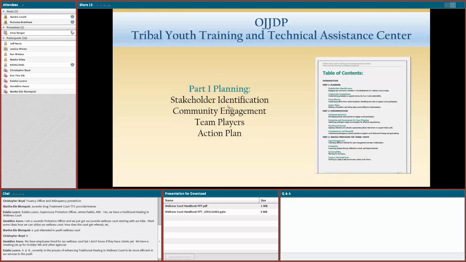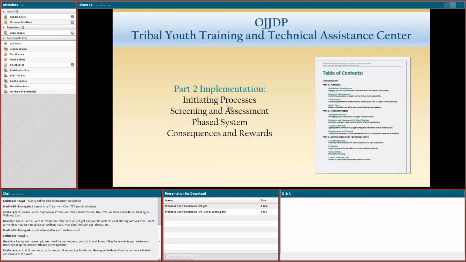Team players is a section devoted purely to identifying the roles within your team and giving you examples and information about what those individual team players might do. Again, we have tried to address that communities are different and unique, and that your team might look different from other wellness court teams, and that's okay because you're going to be developing what's going to work within your community. The final section in part 1 is about action planning, and that's going to give you a way to plan out how you're going to take the steps to get your wellness court in operation.